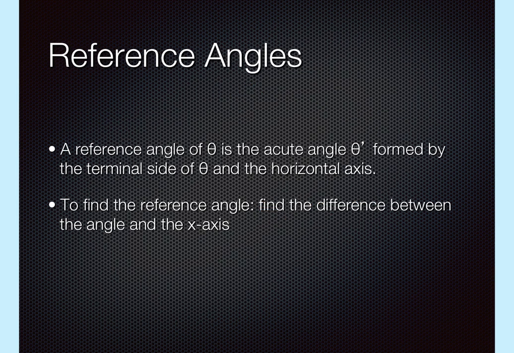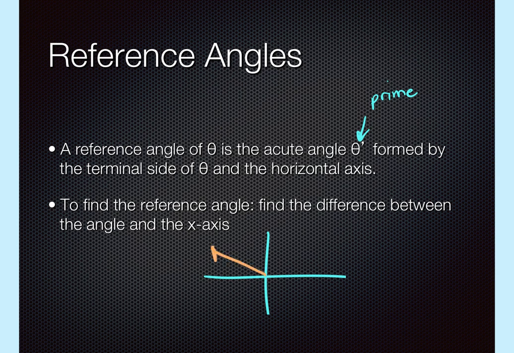All right, here's your reference angle. A reference angle of theta is the acute angle theta prime. We refer to that little apostrophe as prime, formed by the terminal side of theta and again the horizontal axis. So the same place that we've been putting our thetas, which is on the x-axis, those are called reference angles. To find the reference angle, you literally find the difference between the angle and the x-axis. For your general over 3s, over 6s, and over 4s, that is your reference angle.